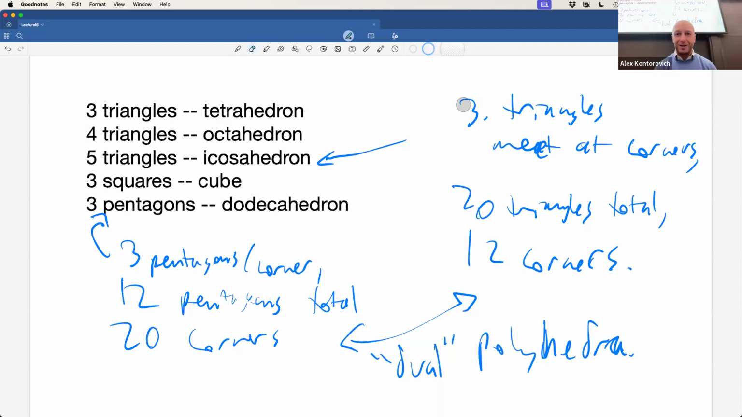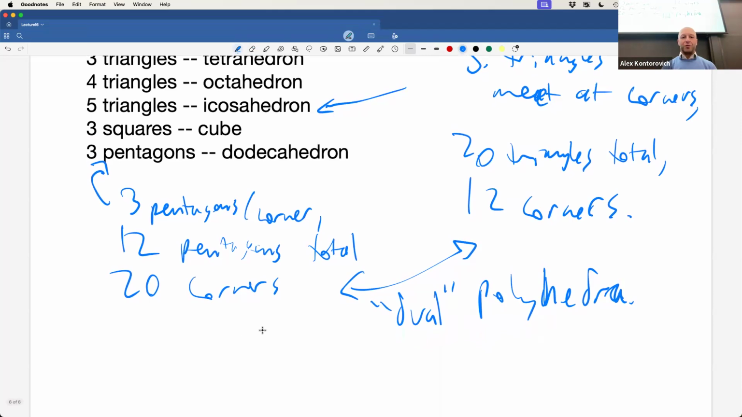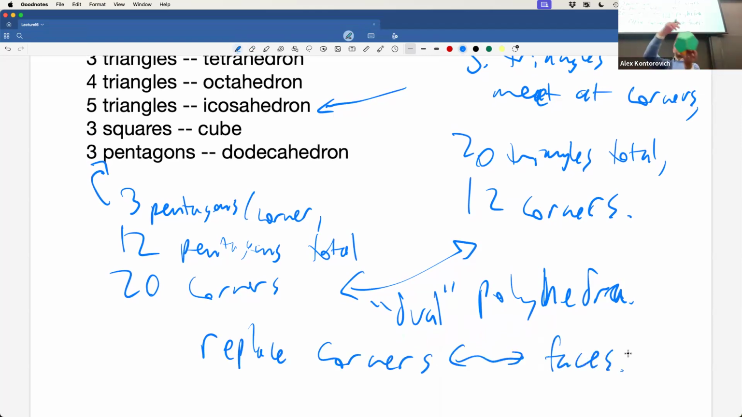I'm sorry, thank you very much. This is not 3 triangles, this is 5 triangles. Thank you. These are dual polyhedra. You replace corners with faces. Think about shrinking this pentagon down to a corner, and shrinking all of the pentagons down to little corners. What you would be left with is a bunch of triangles, because these 3 would shrink and you'd have triangles inside of them. These things are hard to visualize. I just want to throw that out there.